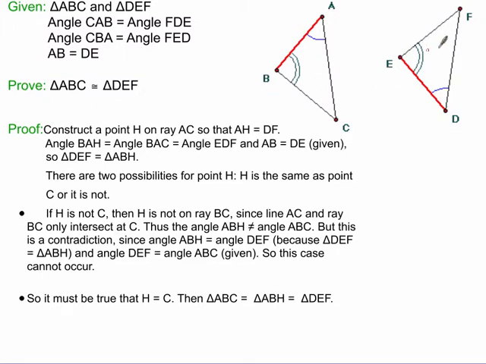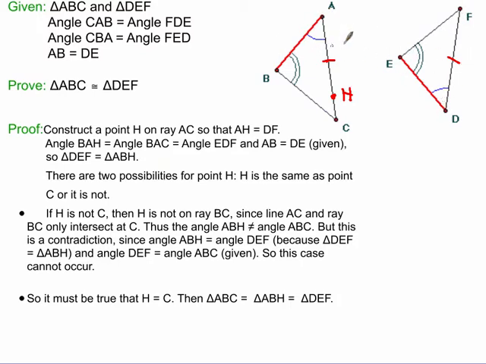We want to prove that these two triangles are congruent. Okay, so how do we do that? Well, what I want to do is I want to construct some point, let's call it H. Okay, we're going to construct H, put it right here, on ray AC, so on this side length AC, so that AH is equal to DF. Okay, so we're saying AH equals DF.